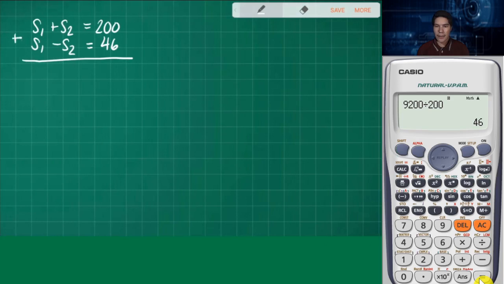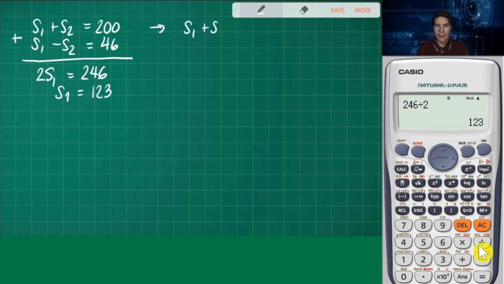So if we add these two equations, we have 2s of 1, so the s of 2 cancels out, equals 246. So therefore, we now have the value of s sub 1. That is 246 divided by 2, which is 123. Okay, so we have s sub 1. So we can also get the value of s sub 2 from the equation s sub 1 plus s sub 2 equals 200. So s sub 2 is 200 minus 123, so that value is 77 feet.